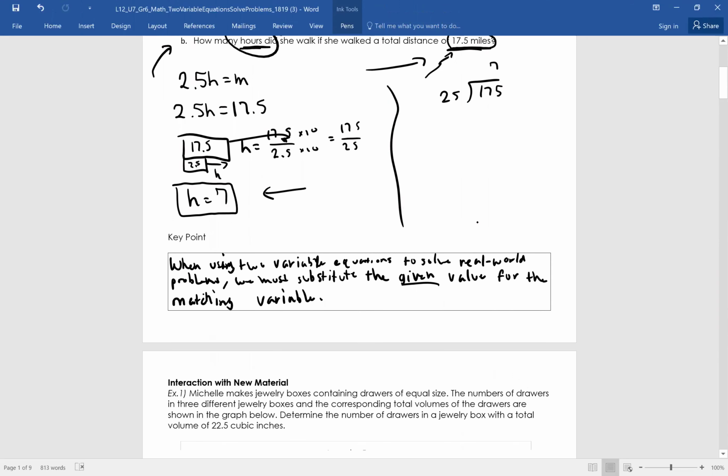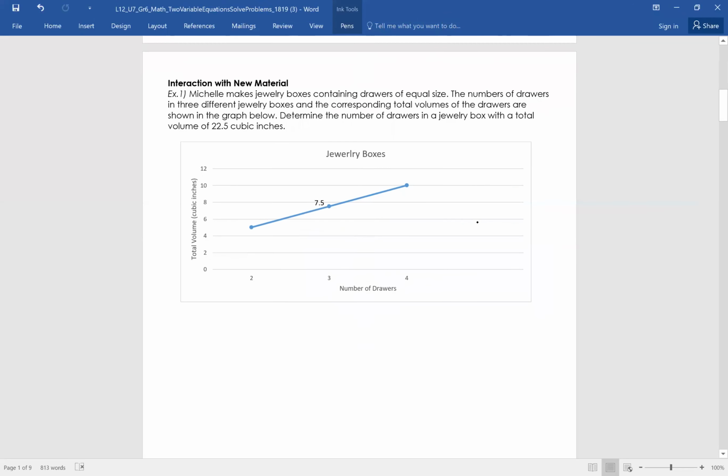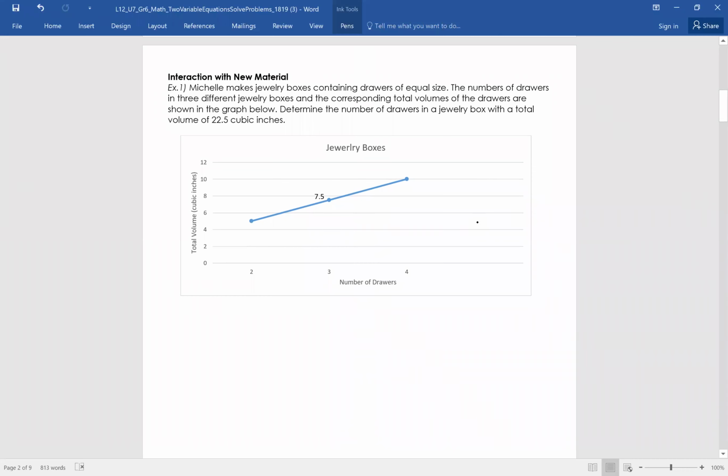Let's move on to the interaction with new material. Michelle makes jewelry boxes containing drawers of equal size. I'm going to go ahead and underline equal size. The numbers of drawers in the boxes of drawers are shown.